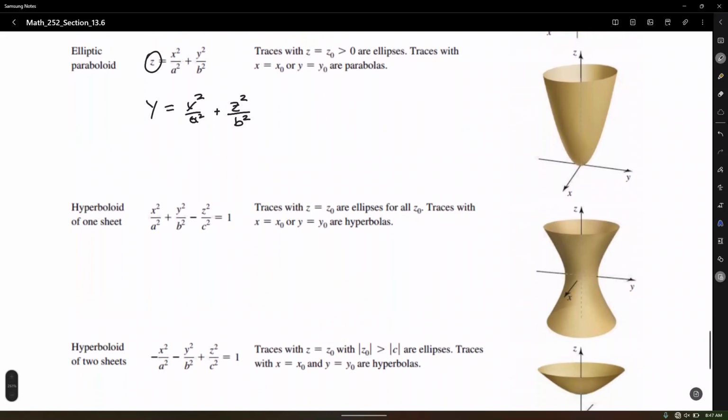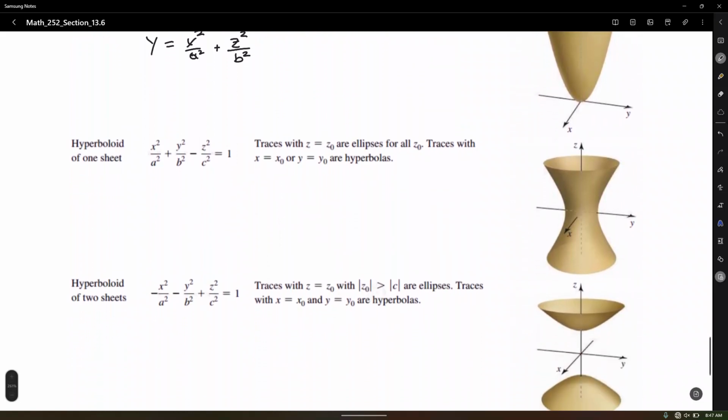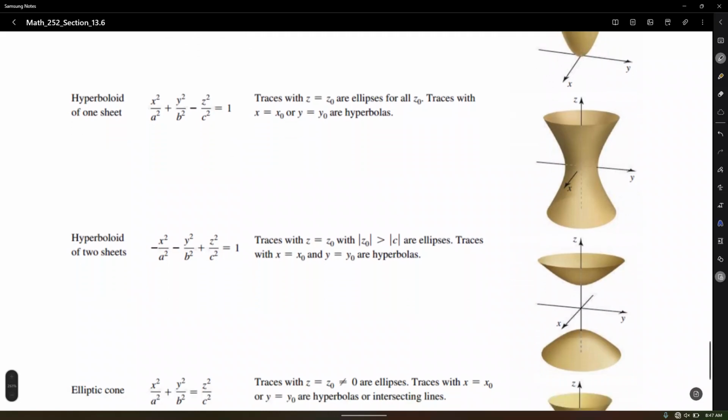Hyperboloid of one sheet. So actually there are two hyperboloids. Number one, a hyperboloid of one sheet. Well, how do we recognize a hyperbola in the conic sections? They're all quadratic terms except that one of them is negative. Don't we have this here? Okay. How do we recognize a hyperboloid of one sheet versus a hyperboloid of two sheets?